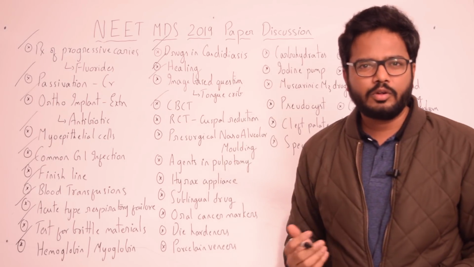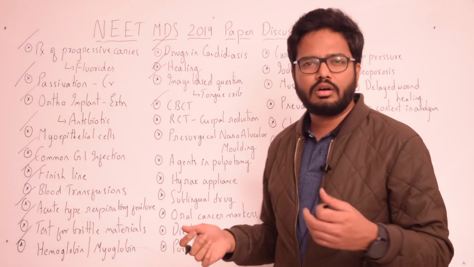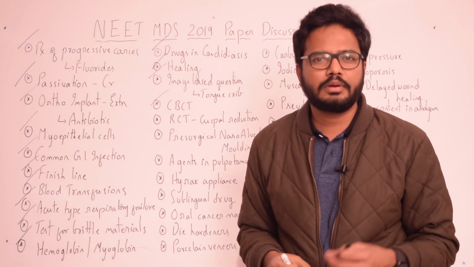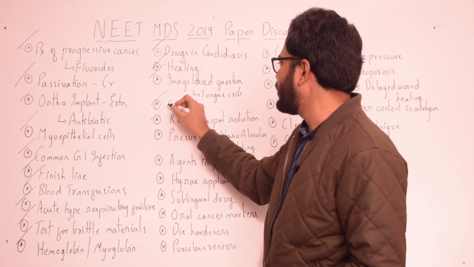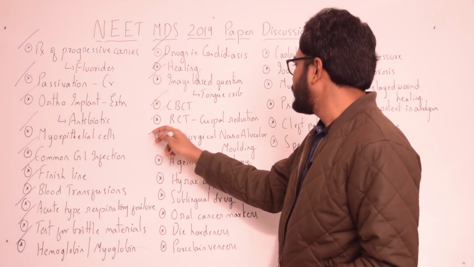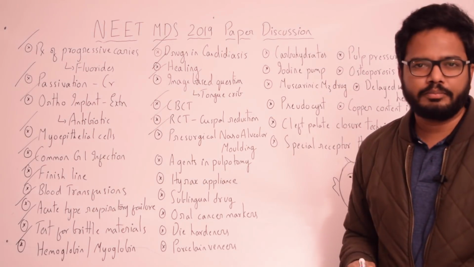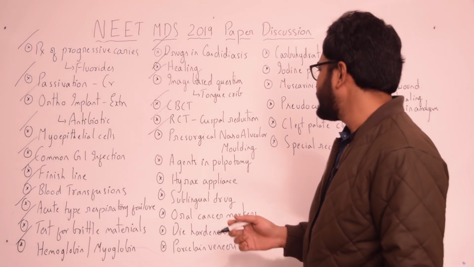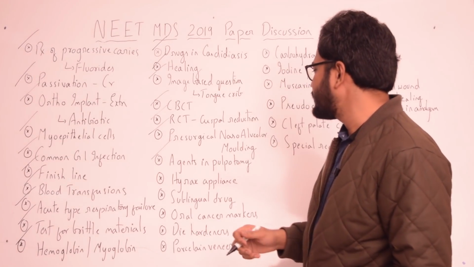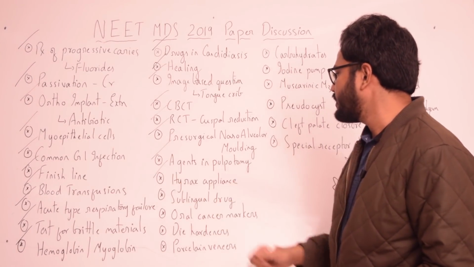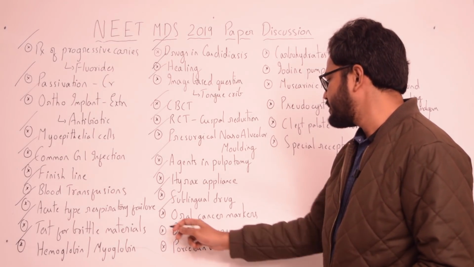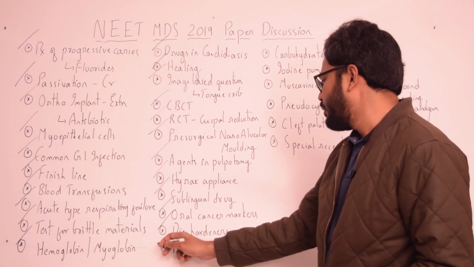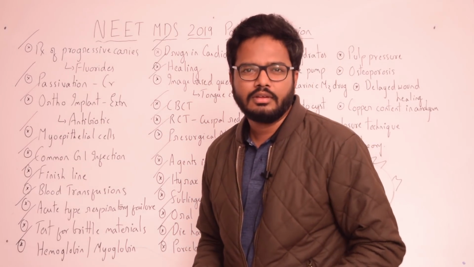root canal treatment. Why do you go for cuspal reduction, and in which conditions, in which pathologies in specific, do you go for cuspal reduction after performing root canal treatment? Also there was a question on PNAM, pre-surgical nasoalveolar molding, various agents in pulpotomy, hierarch appliance, sublingual drug, oral cancer markers, dry hardeners, porcelain veneers.